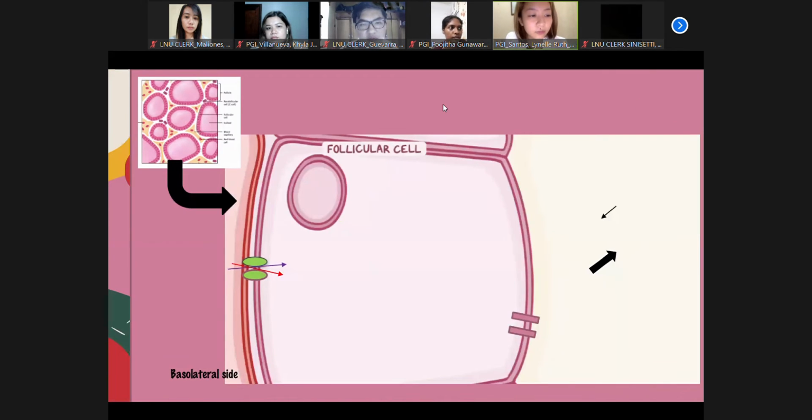Follicular cells are polarized cells with an apical side that surrounds the central cavity or lumen filled with colloid, which contains the precursor molecule thyroglobulin. Thyroglobulin is a large glycoprotein that is synthesized by the follicular cells, and then it is secreted into the lumen of the follicle to be stored in the colloid.